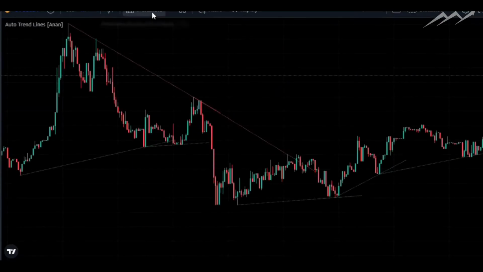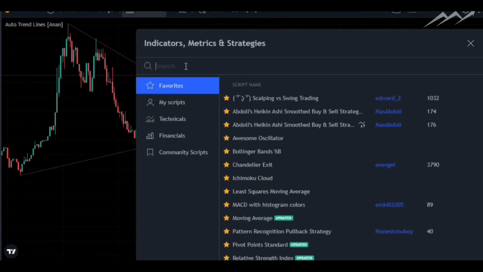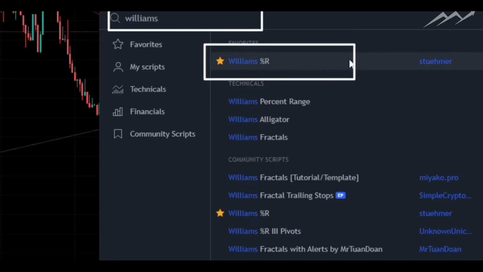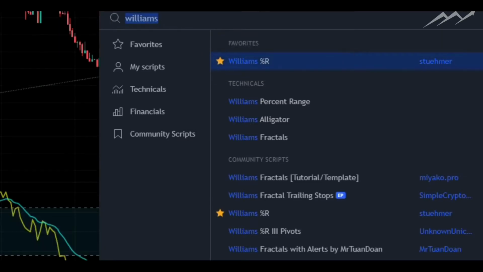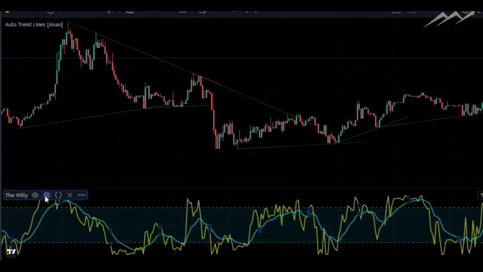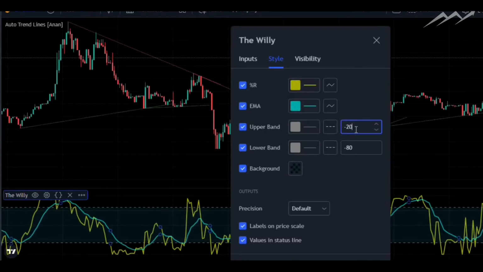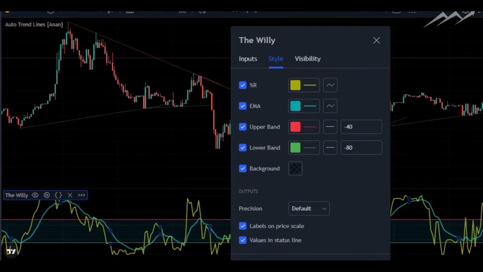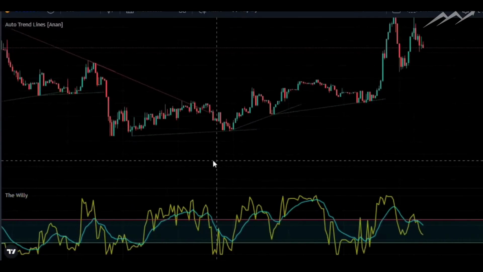Let's add the next indicator to the chart and combine it with this indicator. Search for the Williams indicator here. Add this indicator to the chart. Go to the Williams indicator settings and make some minor changes as I see fit. Change the number 20 to 40 here. The Williams indicator is ready.